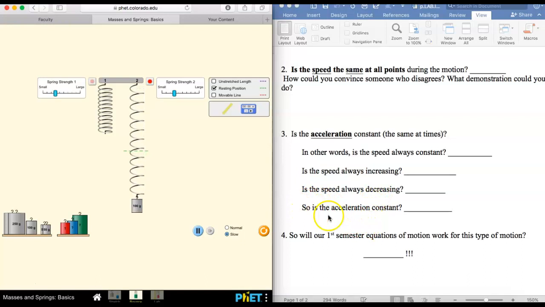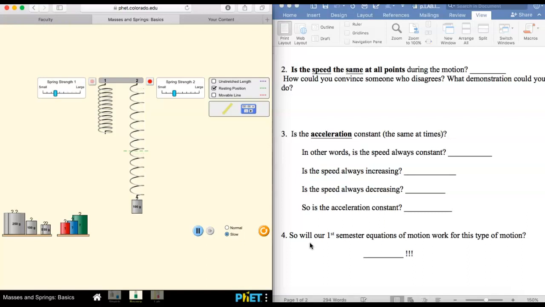Okay, so look at this. Is the acceleration constant? Well, we said no, it's not constant because we've got increasing speed and decreasing speed. And it's not always increasing or always decreasing. So the answer to this is no. So now let's think back to the first semester when we had the 4 or 5 equations of motion. They only worked if what? You can pause the video. The equations of motion from the first semester only worked if what?